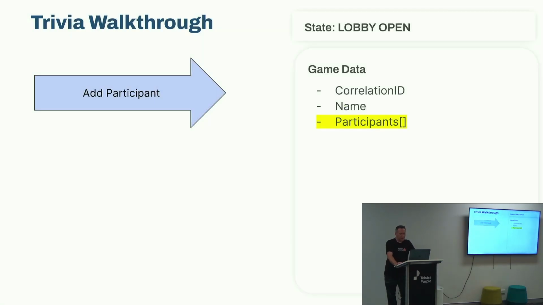While lobby is open, we can accept new participants to join our game. So during this phase, we'll accept the add participant event, and it will add more participants into our state. Calling add participant at any other point in our game is meaningless, and it won't let us do it. So the whole point of the state machine is to constrain what events we can do at any one time.